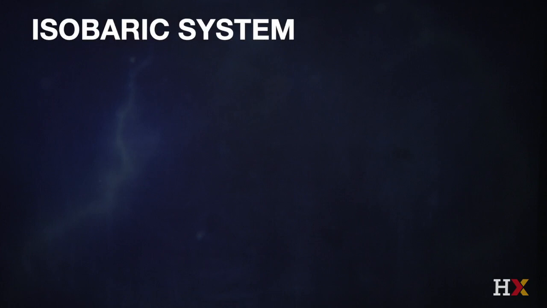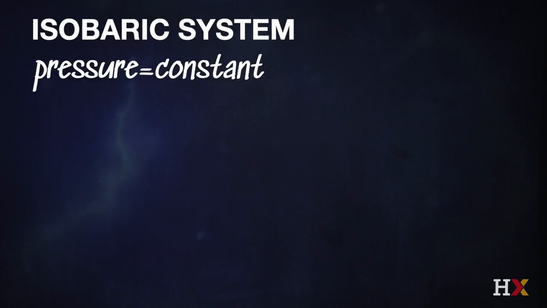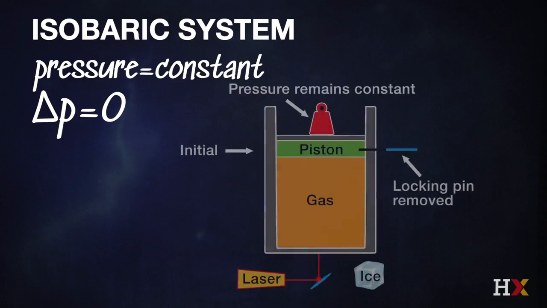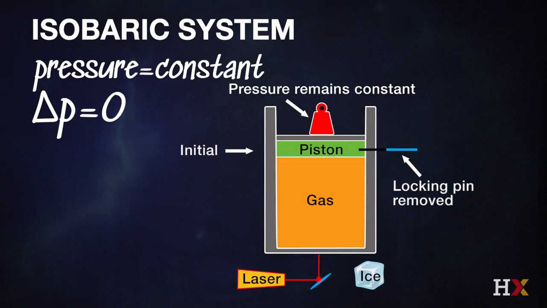And an isobaric system means that pressure is equal to a constant, and it means that delta P in this thermodynamic act is equal to 0. So we can immediately see what this means for our machine. It means that we've got a particular mass sitting on top of the piston that's operating in combination with the pressure of the atmosphere to fix the pressure that exists inside that machine, that is, the pressure of the gas.